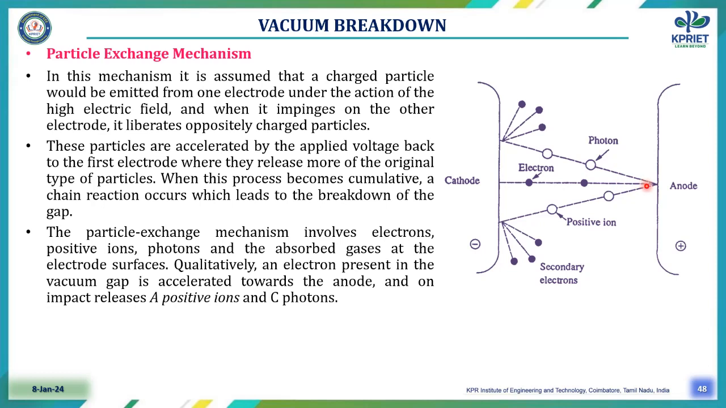Then again it produces photons and positive ions. This kind of exchange mechanism involves electrons, positive ions and photons, and the absorbed gases at the electrode surfaces. Qualitatively, an electron present in the vacuum gap is accelerated toward the anode and on impact releases B positive ions and C photons. So we are going to take B positive ions and C number of photons.